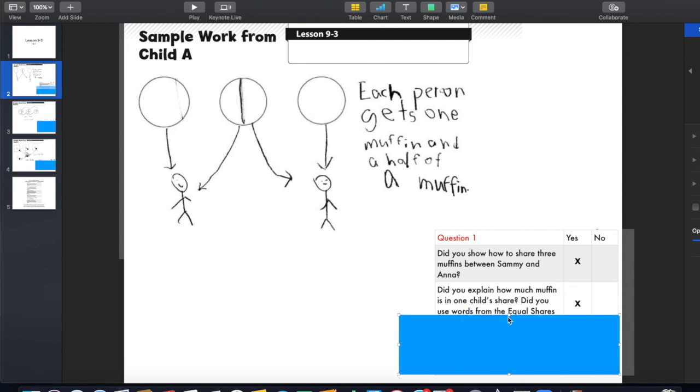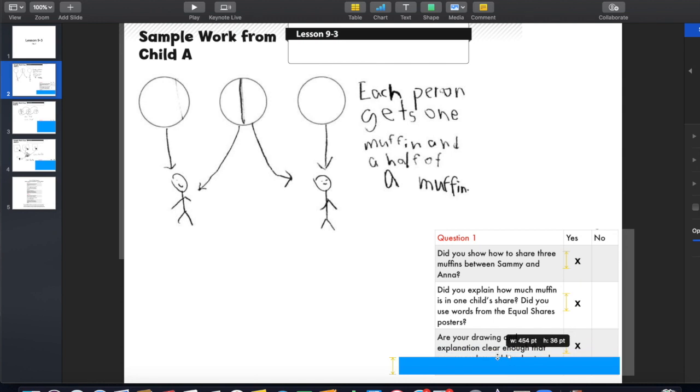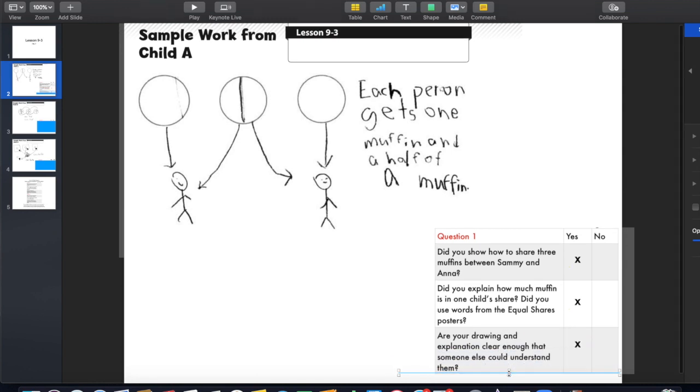Let's see what else. Did they explain how much muffin is in one child's share? Did they use words from the equal shares poster? Yes, they did. So they wrote each person gets 1 muffin and a half a muffin. Another way you could write that is 1 and a half. But they wrote 1 muffin and a half a muffin. I think that's pretty clear. Are your drawing and explanation clear enough that someone else could understand them? Yes, I think sample child A's work is clear and I can understand them.